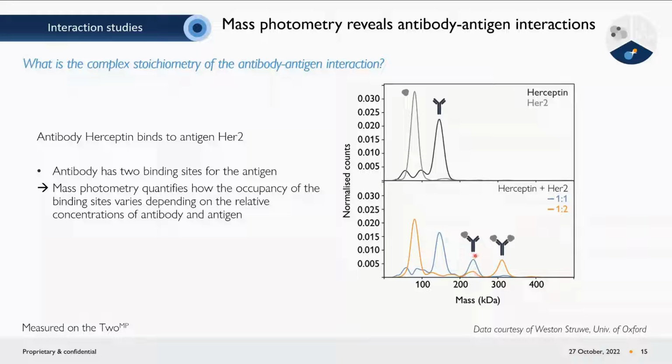And what we can see now is that one of these antigens is binding to the antibody. This is the blue peak here at the higher molecular weight. The weight is exactly the sum of these two. However, if you increase the concentration to 2 times as many antigens as antibodies, we see the binding of a second antigen to the same antibody, which is shown here.